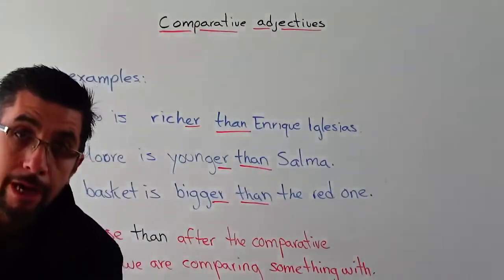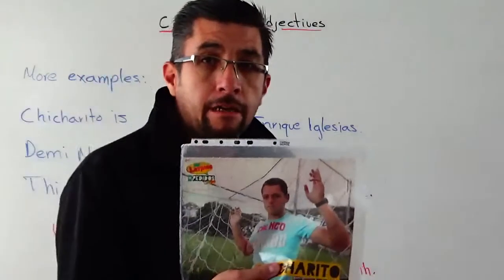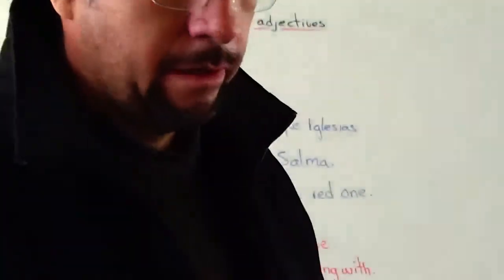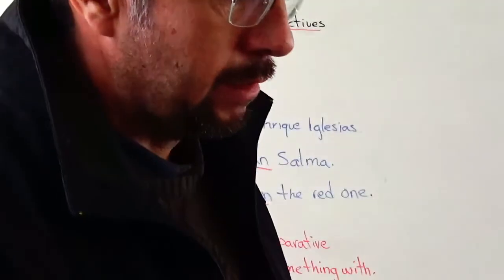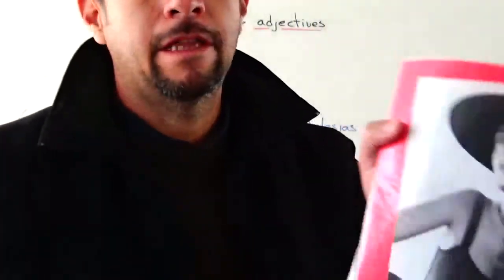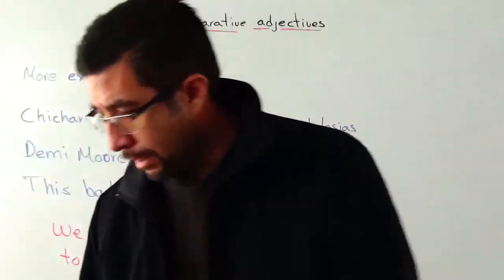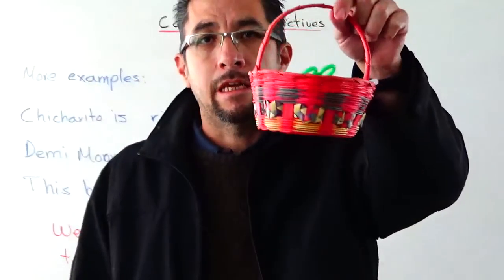First of all, we have here two people. Hope you know this guy, no? He is Chicharito, and he is richer than Enrique Iglesias, right? You probably don't know this woman. This is Demi Moore. She is younger than Salma Hayek. Do you know her? Well, she's younger. Now we have another example. We have this basket. This basket is bigger than the red one.